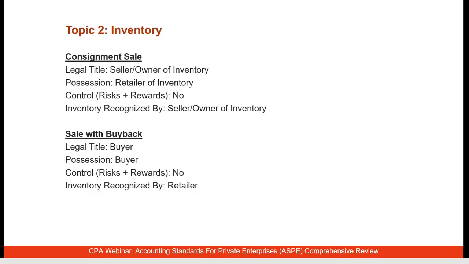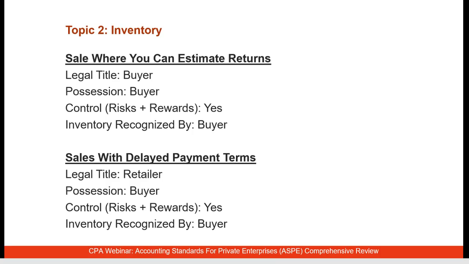Anyways, then there's sale with buyback. So legal title, buyer, and then possession is the buyer, control. The risks and rewards they don't have, so the inventory is recognized by the retailer. Sale where you can estimate returns: if you can estimate the returns, so the legal title, buyer, possession is the buyer, control, risks and rewards is yes, and therefore the inventory is recognized by the buyer.